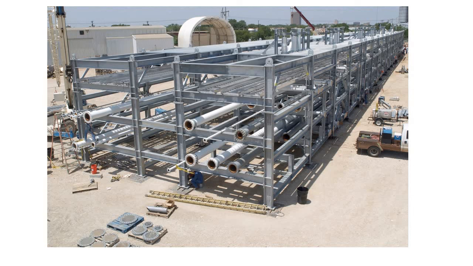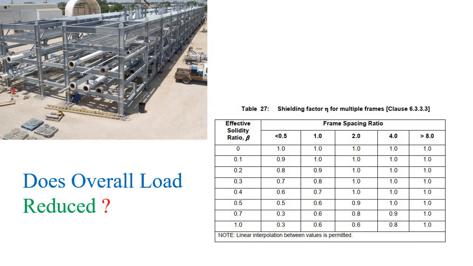Now again consider this lattice structure, this is a pipe rack. What is the effect of solidity ratio? When wind is flowing from this side, or this side, definitely all these beams and this column are going to obstruct the wind path, as a result of which the second frame, the third frame, the fourth frame are going to be affected. Now how are they going to be affected? Again the code suggests. Based on your solidity ratio and the frame spacing, which means this spacing, you will have some shielding factor.